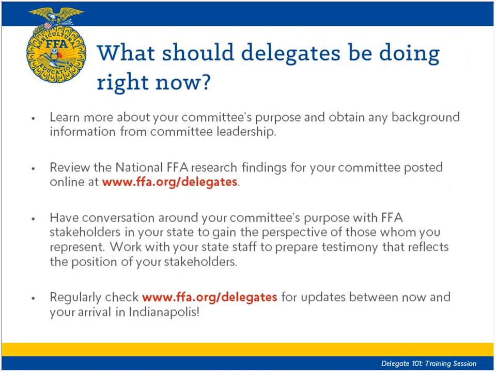With all that work having transpired, you may be wondering, what should you be doing right now? First and foremost, you should learn more about your committee's purpose and obtain any background information from committee leadership. These documents are available at ffa.org/delegates. You will need to log in to ffa.org in order to access these documents, but you'll find a committee overview document that again shares those purpose statements as well as the name of your committee chair and your committee adult coordinator.